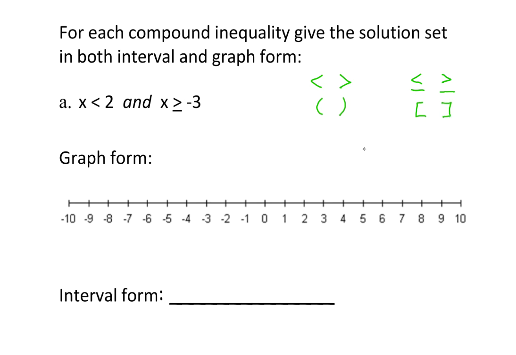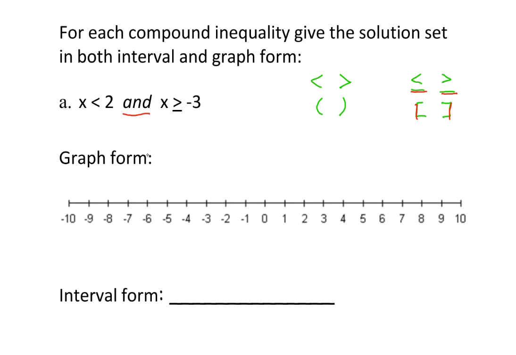And the way that I remember which one goes with which, if you see the straight line underneath your inequality symbol, the equal to part, then let that remind you of the straight line in your brackets. So if it's less than or equal to, greater than or equal to, you see that straight line, you're going to use brackets. If it's just less than, just greater than, you don't see a straight line, so you're going to use the parentheses.